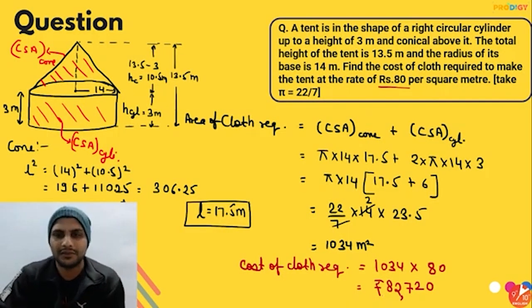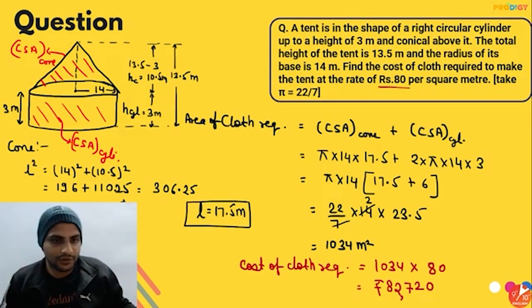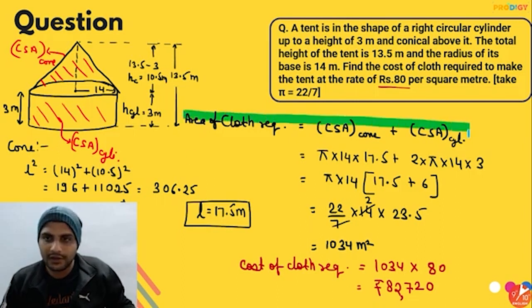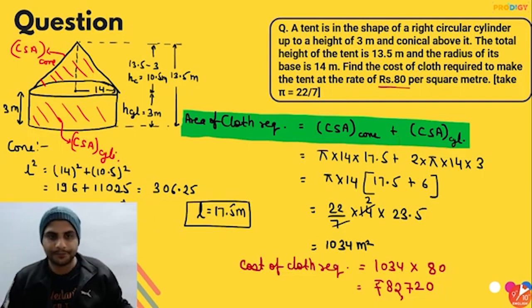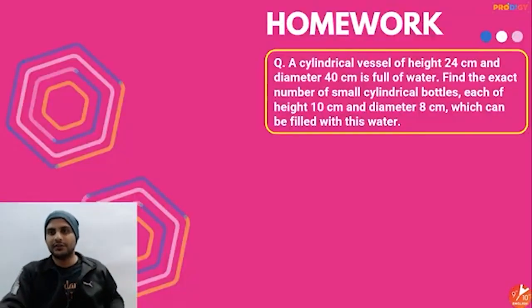So you saw the calculation at the end, but the main thing about this whole question, if you ask me, what is the most important thing in this question? The most important thing in this particular question is to understand that area of cloth required will be equal to CSA of the cone plus the CSA of the cylinder. Because once you have understood this, then this question is going to be very easy for you. All right, okay. So this is how you'll get your answer.